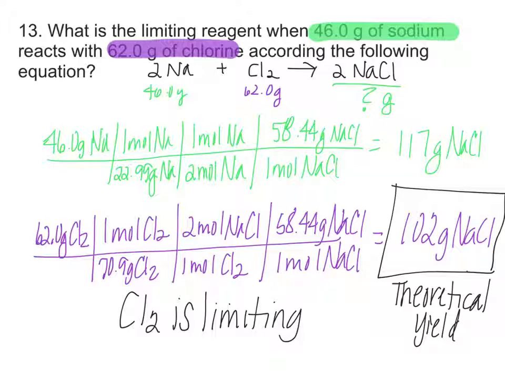Okay, here we go. So when you calculated for 46 grams of sodium, you should have gotten 117 grams of sodium chloride. And when you calculated with the 62 grams of chlorine, you should have got 102 grams of sodium chloride, which is obviously the smallest answer, so that's the one we would box. So the most product we could produce would be 102 grams of sodium chloride, which is also going to be our theoretical yield that we're going to use in the last problem. And since chlorine was the one that gave us that smallest theoretical yield, chlorine would be your limiting reagent or your reactant, whichever word you prefer.